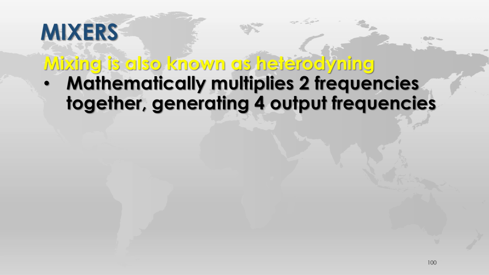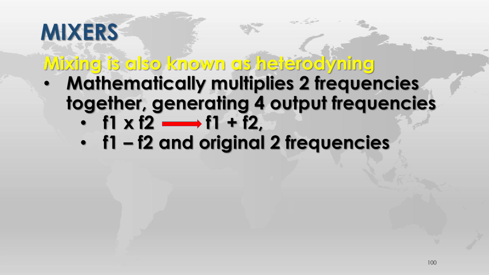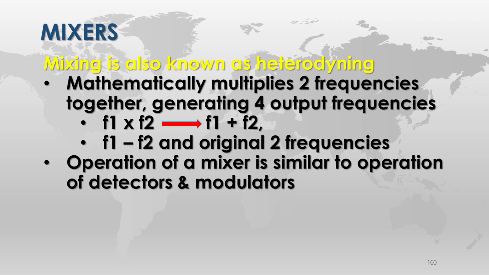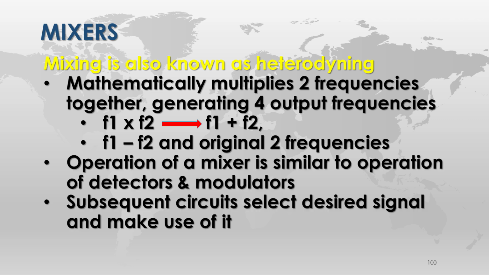Four separate frequencies. Now, with those four separate frequencies, we can apply a bunch of math with a computer or an analog system and come up with whatever frequency we want. Oh, there we go. F1 times F2 is F1 plus F2, F1 minus F2, and the original two. Operation of a mixer is similar to operation of detectors and modulators. Subsequent circuits select the desired signal and make use of it. So you just apply some math and get the one you want.